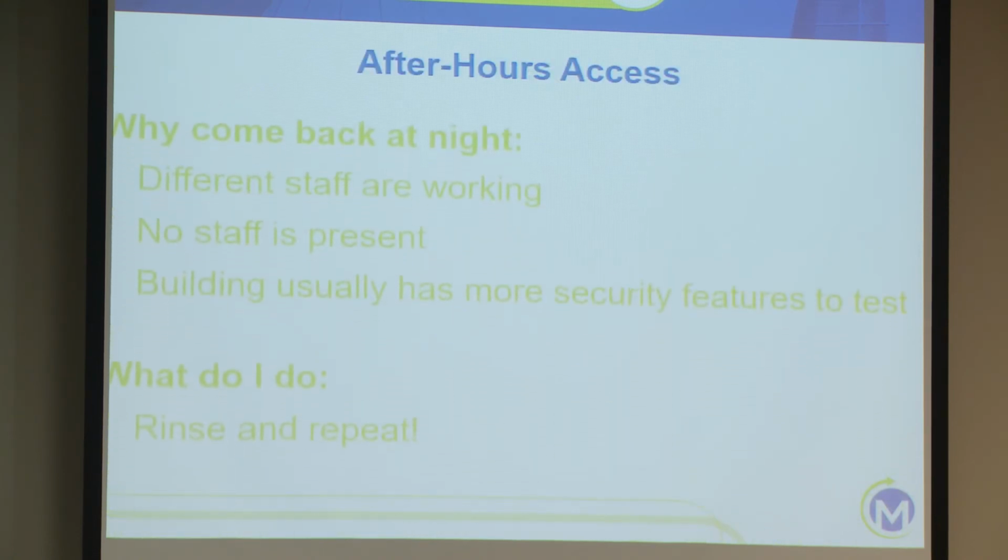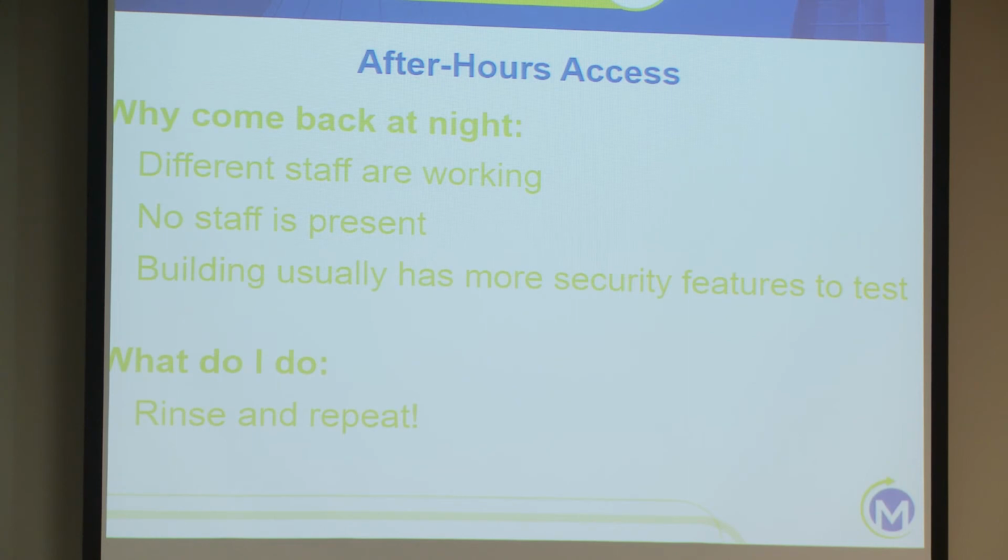After hours access, same exact goals that I try to do, just at nighttime. We have different people that work at night, or we don't have anyone that works at night. It's really just testing their physical controls to see if I can get in. Sometimes I'll be able to get information during the day or actually get the RFID cards ready. And again, going back at nighttime and seeing if I do get caught.